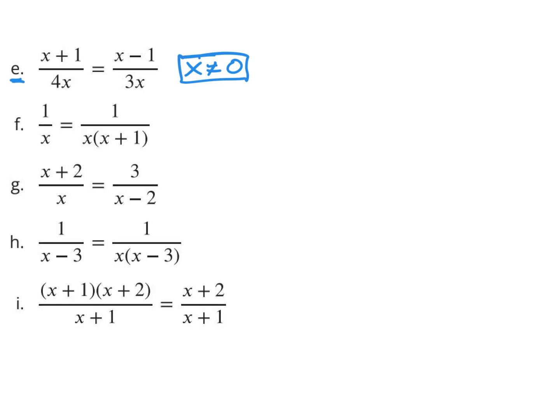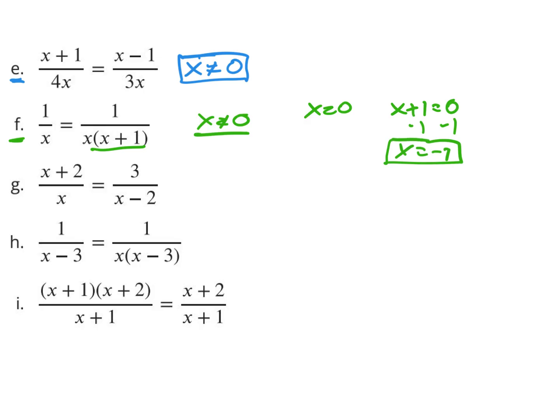For F, x cannot be 0. And then we take this side, we separate it to x equals 0 and x plus 1 equal to 0. Subtract 1 on both sides. X cannot be negative 1. So if we get negative 1 and or 0, these are not solutions. Orange, same thing as the previous page. X cannot be 0. X cannot be 2. If you get these solutions, it doesn't work.